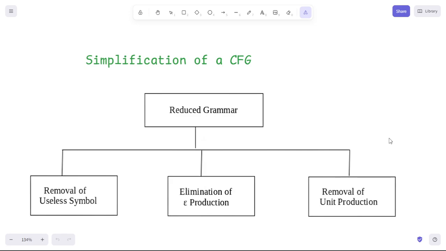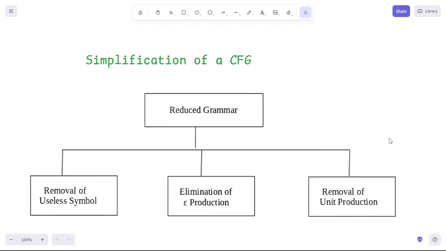Hello everyone. So we are going to start today's simplification of CFG. Now we know that CFG is context-free grammar, and in context-free grammar, each production can derive to any number of terminal or non-terminal symbols that we already know.